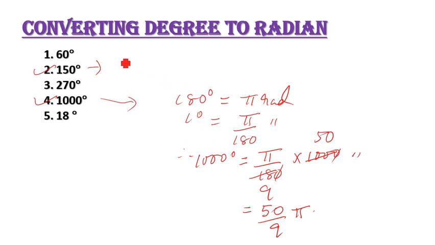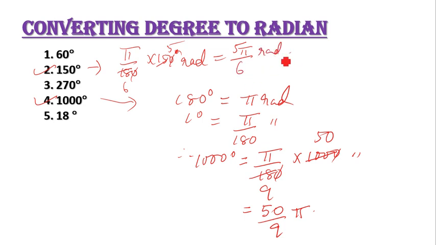So what will it be for 150 degree? It will be pi by 180 into 150, in radian, not degree. Calculating the value, this cancels, and 3 6 and 3 5, so it will be 5 pi by 6 rad.